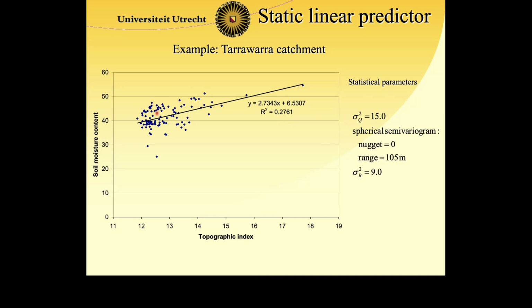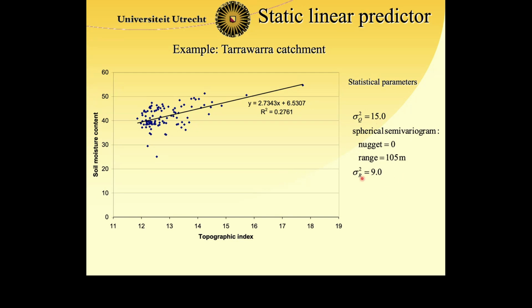I calculated the residuals between each observation and the model, the line, and then also calculated the variogram of those residuals, and fitted a spherical variogram with a nugget of 0, a range of 105, and a sill of 9. So the variance of the residuals is equal to 15, and this is percent squared. It's a weird unit, but it's a variance of something which is a percentage.